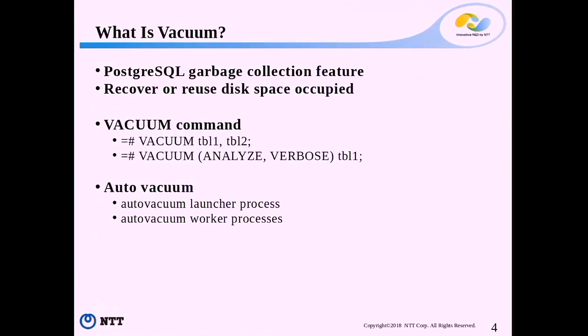And another way is autovacuum. The autovacuum feature consists of two processes: the autovacuum launcher process and the autovacuum worker process. The launcher process launches some worker processes, and the autovacuum worker process is responsible for doing the vacuum on the database.